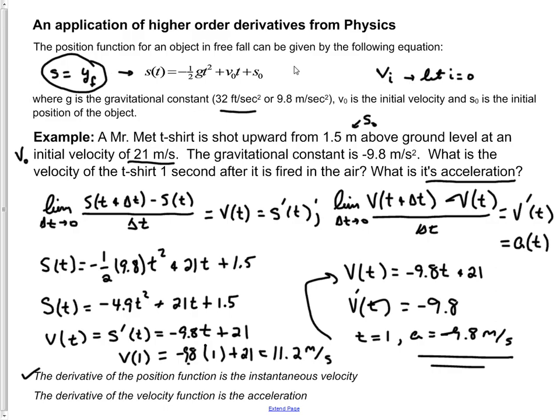And so it kind of verifies for us that if we are given a position function, when we take the second derivative, the derivative of s, our second derivative of position, which is our first derivative of velocity, is acceleration. Pretty cool.